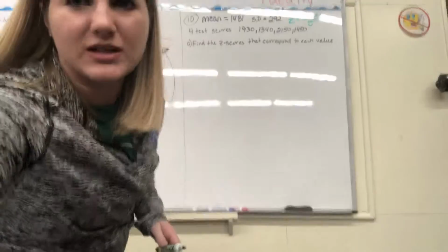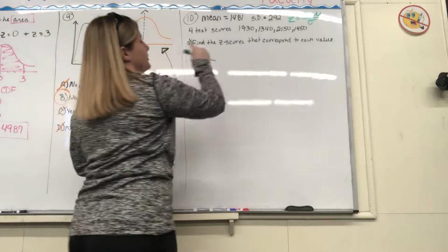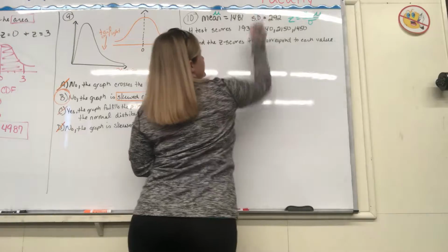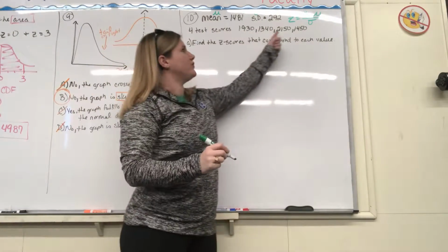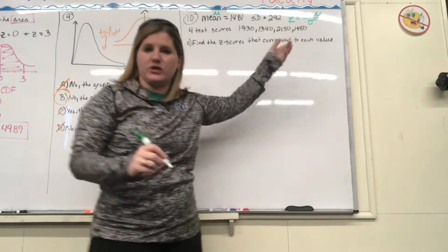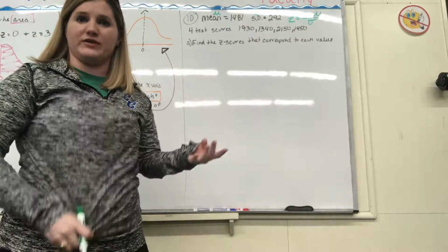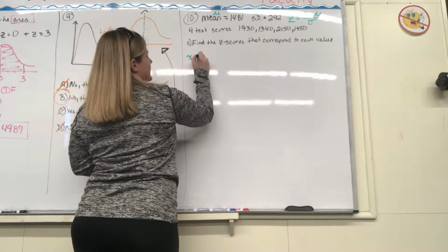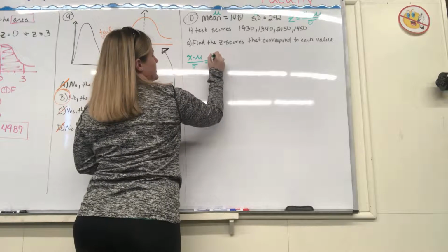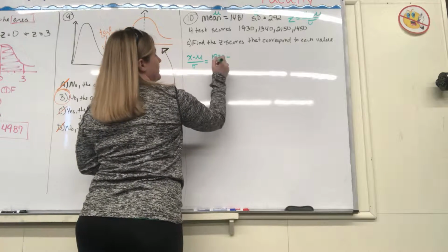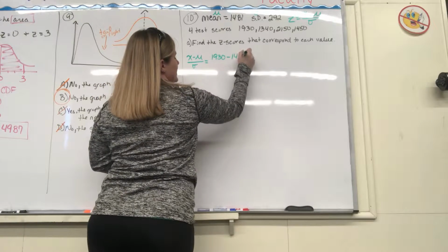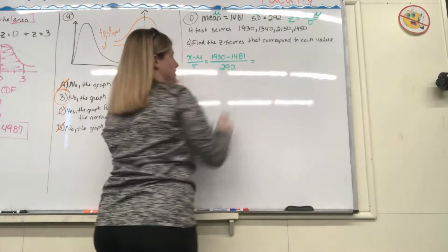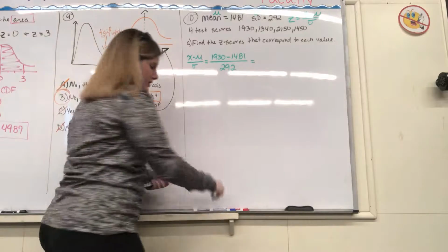So what do those letters represent? Well, remember, mean is our mu, and standard deviation is our sigma. And these 4 numbers for the test scores are our different x values, so we have to plug that in 4 different times. I'm going to start off with 1930. So x minus mu divided by sigma equals 1930 minus 1481 divided by 292.